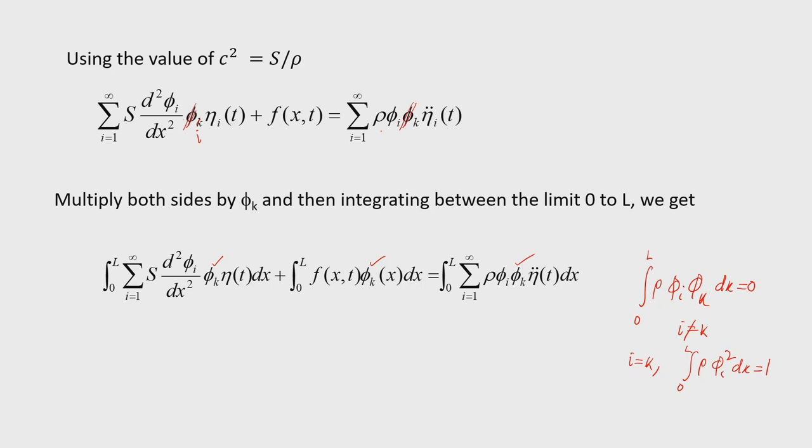Because we are using the normalized mode shape, what is the normalized mode shape that we used earlier? At any mode you will get the normalized mode shape, as we normalized with respect to mass. So it is sin i pi x by L, where L is the length of this string.